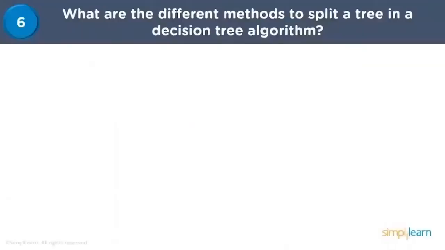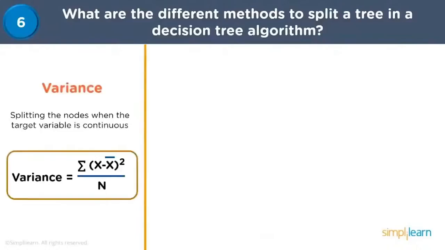Now coming to the sixth question, what are the different methods to split a tree in a decision tree algorithm? There are 3 methods to split a decision tree. First we have variance. Reduction in variance is an algorithm that is used for continuous target variables. This algorithm uses the standard formula of variance to choose the best split. Here you can see the standard formula of variance, which is summation of x, that is all the individual points, minus x bar, which is the mean, squared, divided by the total number of observations. The split with lower variance is selected as the criteria to split the population.